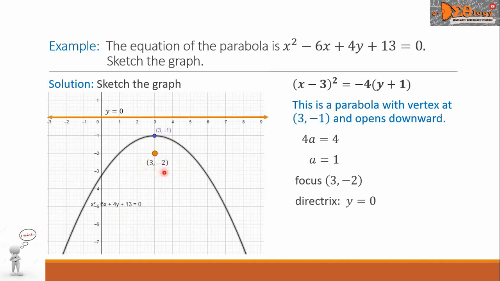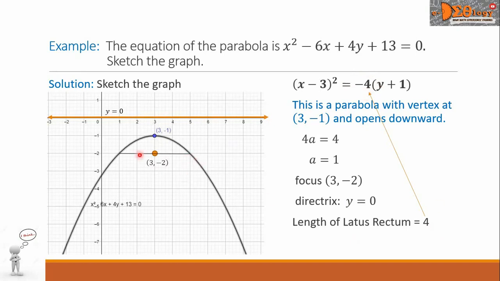With regard to directrix, that will be the horizontal line 1 unit above the vertex. So this is now our directrix, and the equation is y equals 0. In this example, the directrix conforms with the x-axis. Now the length of latus rectum equals 4. We took the positive value of that coefficient and we write it here.